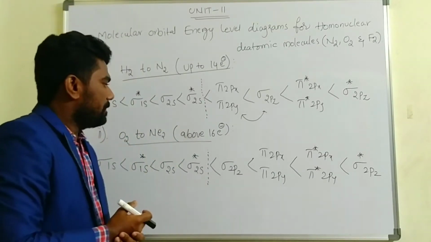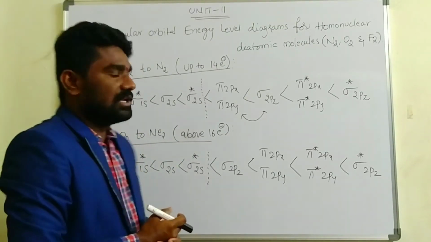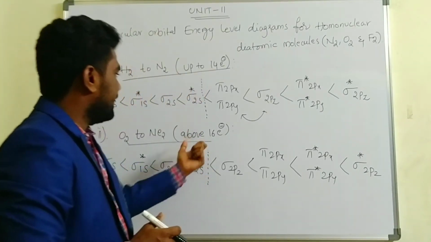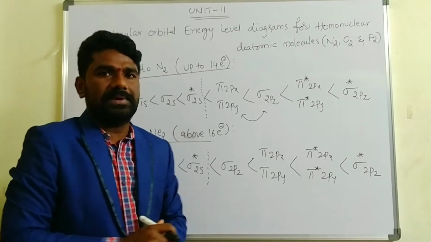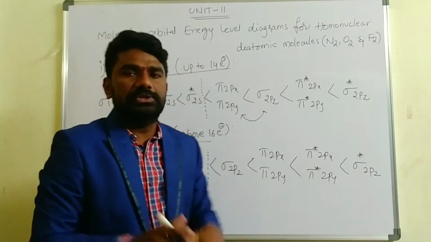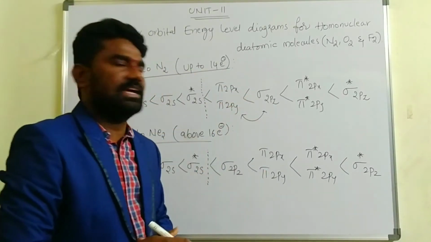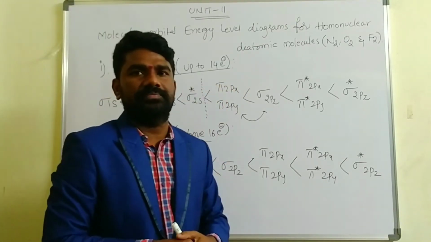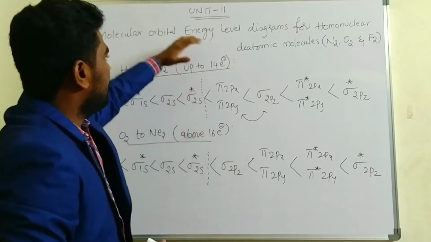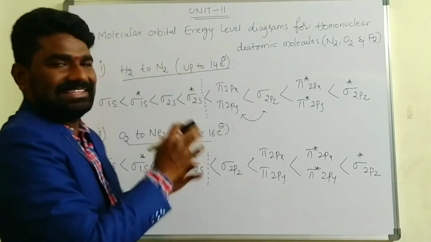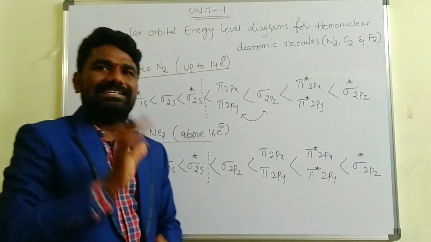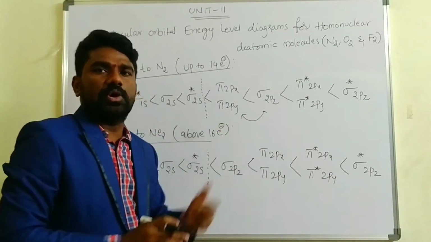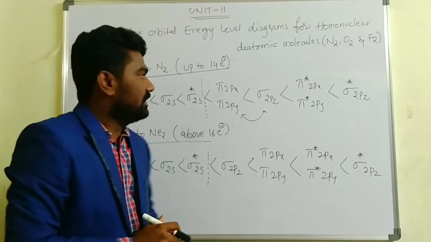So this is the energy sequence order for the two categories, that is up to 14 electrons and above 16 electrons. You need to remember this sequence order, then you can easily answer any question from this topic. If you remember this sequence order, you can easily answer any question from this topic.